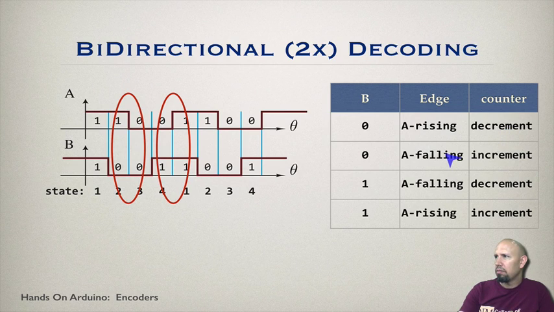And the opposite is when A is falling, then we increment the counter because we're going in the positive direction. Likewise, when B is 1 and A is falling, that means we're going this direction. We're going back, so we decrement our counter. Otherwise, if it's rising, we increment our counter. So this is how we would do the 2x decoding.